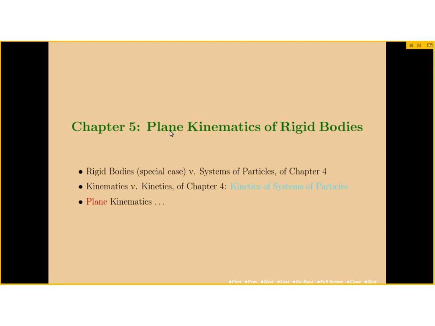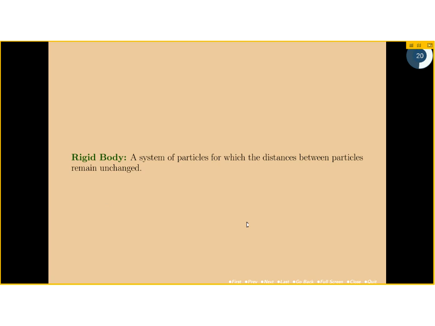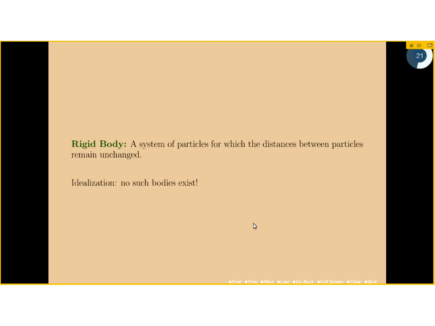Okay, so we've now spoken about plane kinematics. We've looked at kinematics and kinetics. Let's look at rigid bodies. A rigid body is defined as a system of particles for which the distances between the particles remain unchanged. Now, this is also an idealization because no such bodies exist. All bodies on Earth and in space do have some elasticity.